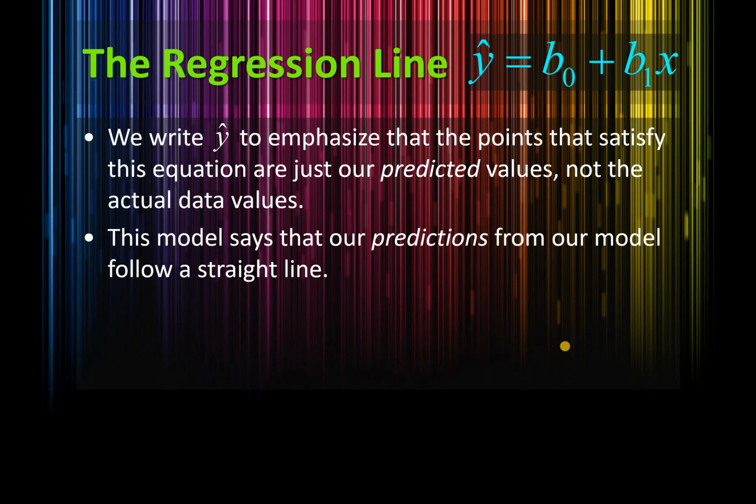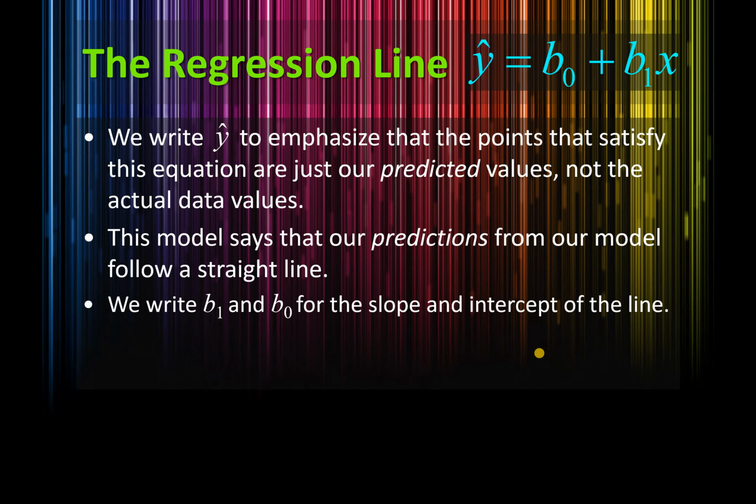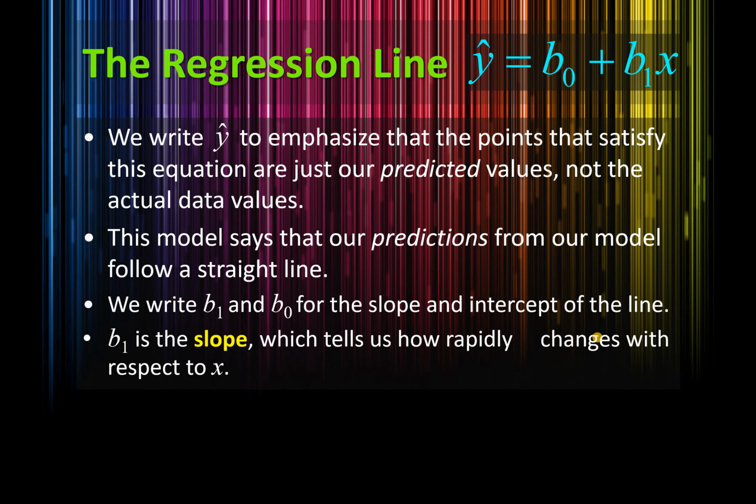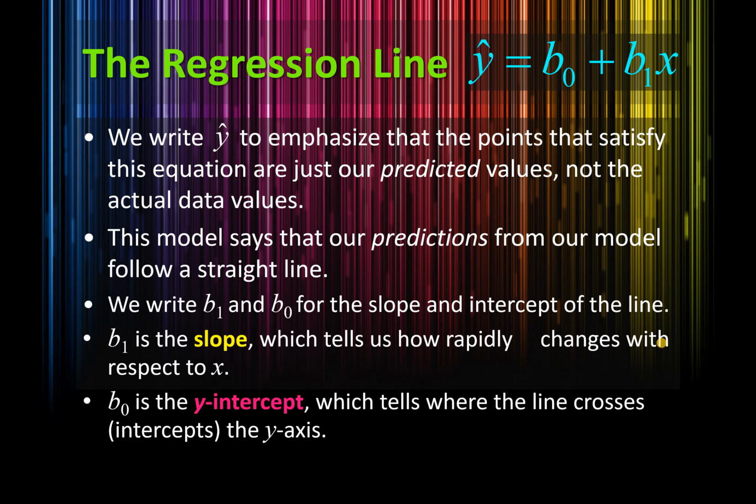And this is saying that our predicted values follow a straight line. It's not saying that our observed values will, but our predicted values should. So again, b sub 1 is your slope, b sub naught is your intercept. Now, the slope tells us how rapidly y hat changes with respect to x. So your slope is how quickly your predicted values of y change with respect to x, whereas b sub naught is the y-intercept.